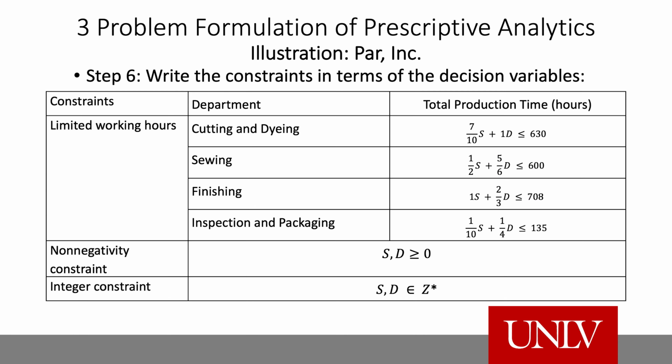At the end of the 6th step, don't forget the additional constraint, which is that S and D have to be more than 0, and S and D have to be integers only.